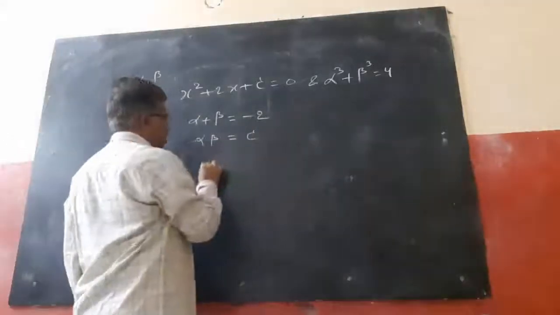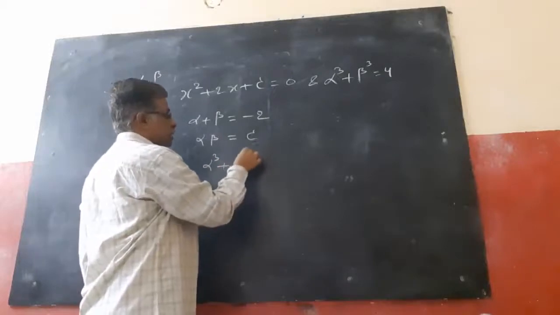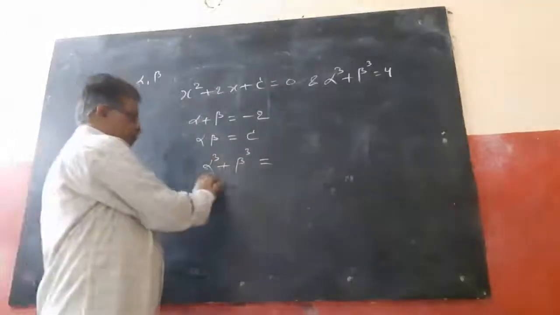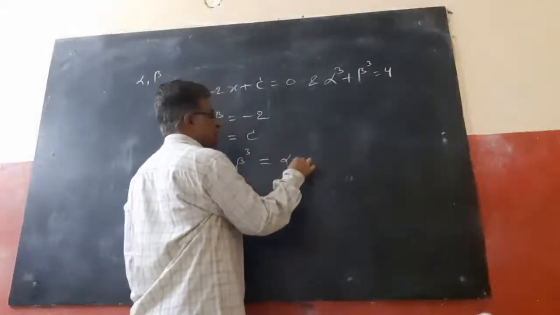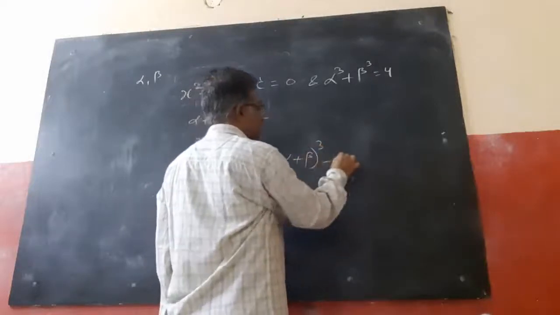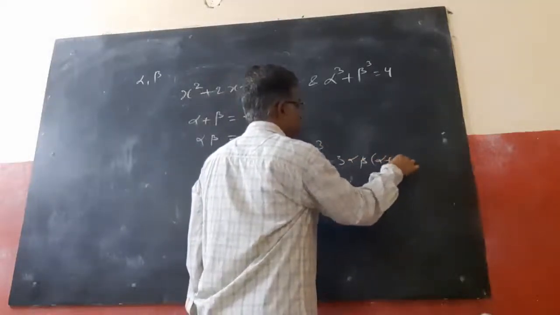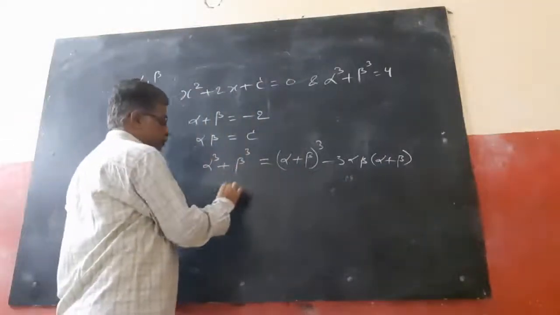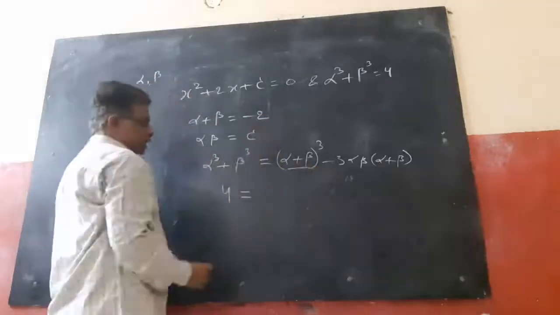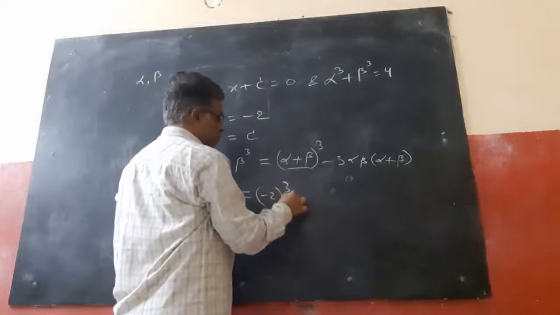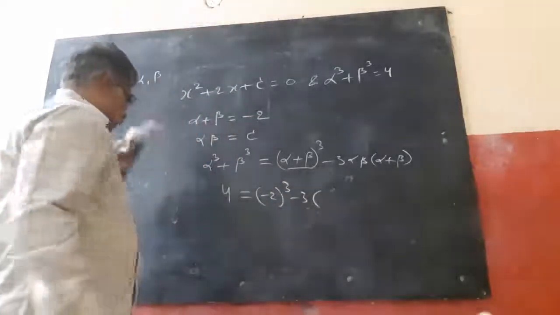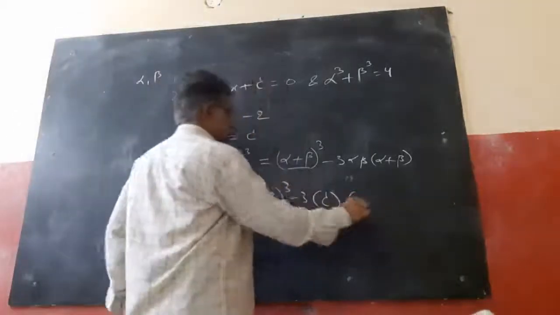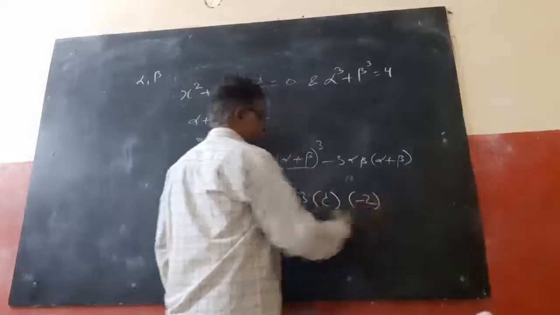Now, he is giving alpha cube plus beta cube. We know that value of alpha cube plus beta cube is 4 is given. And we know the formula for alpha cube plus beta cube. Alpha cube plus beta cube is alpha plus beta whole cube minus 3 alpha beta into alpha plus beta only. So using this, we can find c value easily. This value is 4 and substituting, alpha plus beta value is minus 2. Minus 2 whole cube minus 3 into alpha beta is c into alpha plus beta is minus 2.